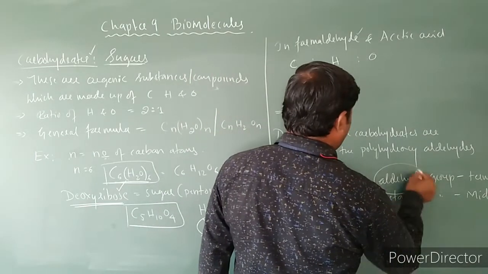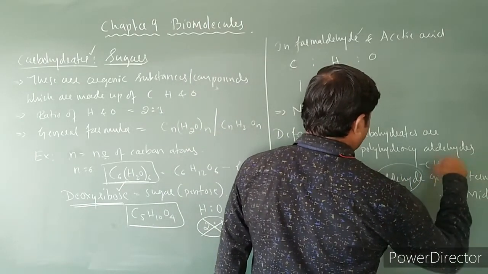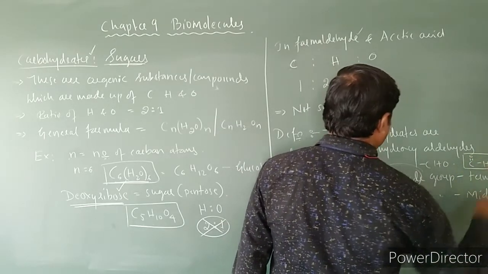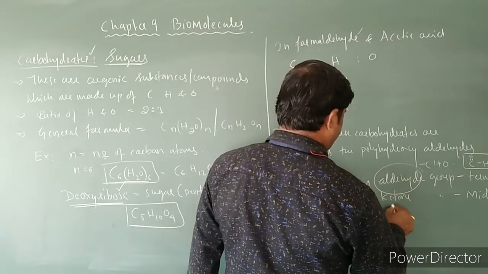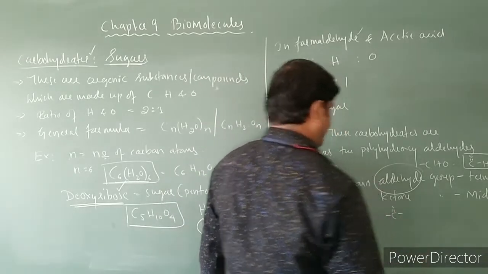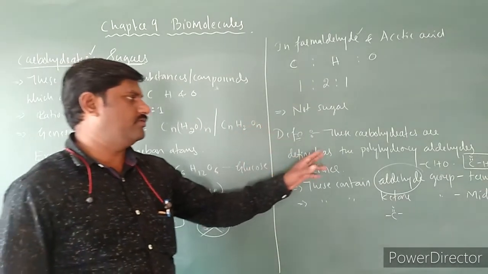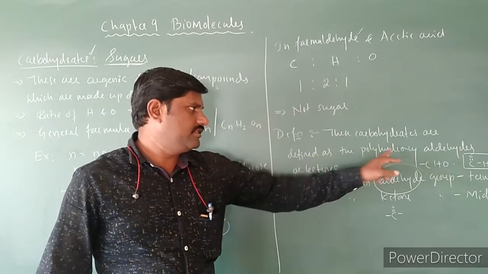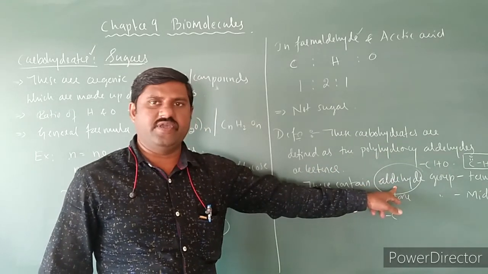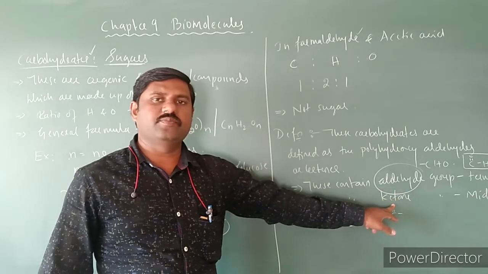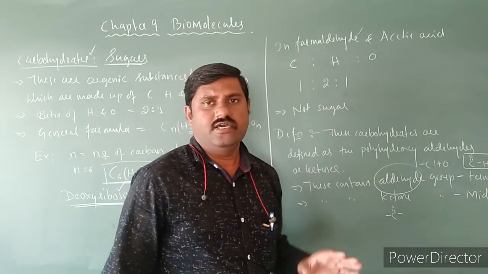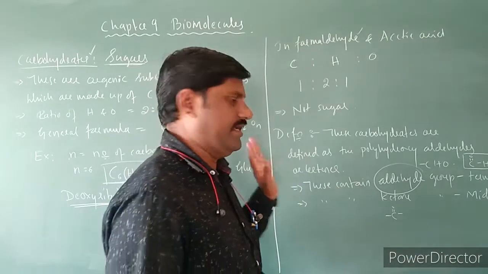So these contain the aldehyde group, meaning the CHO group. This aldehyde group, and a keto group in the center like this. The keto group is also contained, right? And such kinds of compounds are defined as polyhydroxyaldehydes or ketones. Why? Because at the terminal part they may contain an aldehyde group, and in the middle part they may contain a keto group. So that's why these are said to be polyhydroxyaldehydes or ketones.